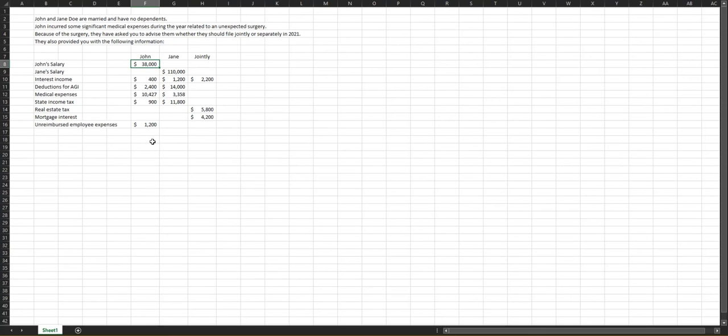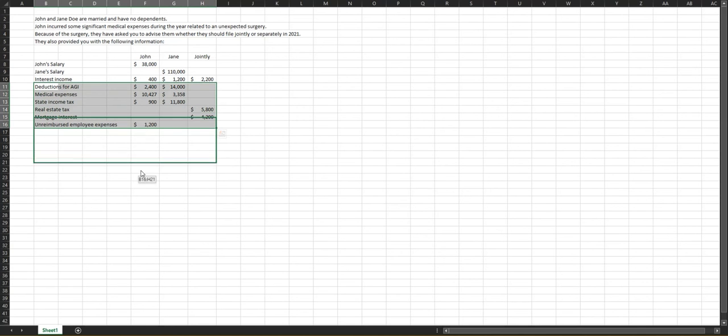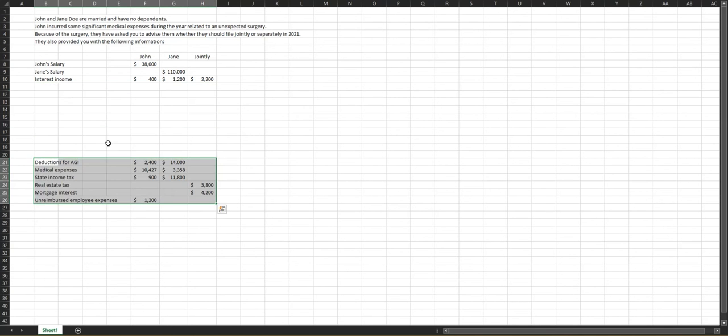Now, to determine whether they should file separately or jointly, we basically need to run through a quick calculation to determine what their income and tax liabilities are under each situation. Instead of retyping all this data, I'm going to manipulate it around as we do the work.